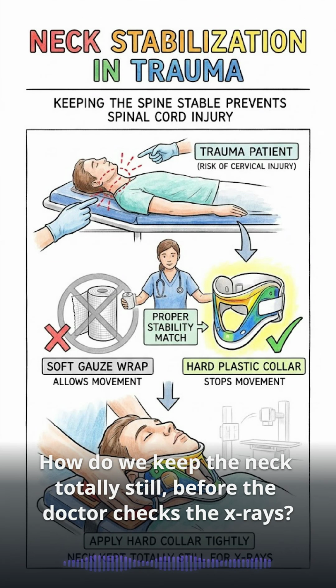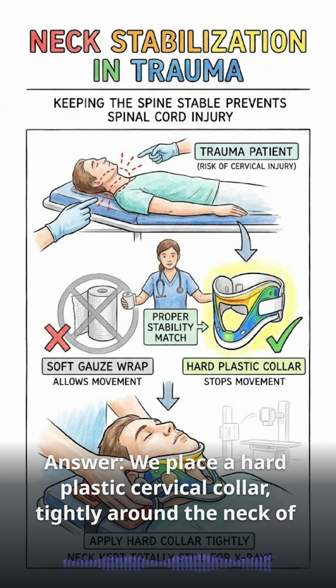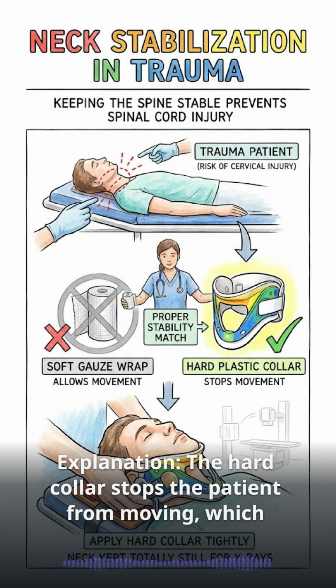How do we keep the neck totally still before the doctor checks the X-rays? We place a hard plastic cervical collar tightly around the neck of the patient. The hard collar stops the patient from moving, which protects the broken spinal cord bones.